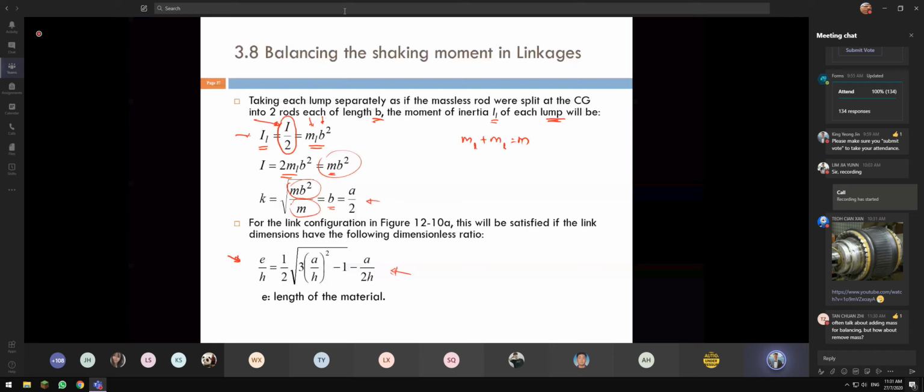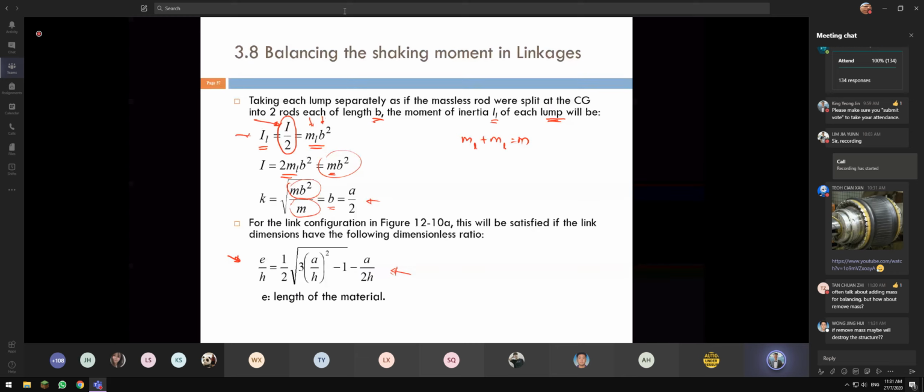When you remove mass, you have to confirm where the location is and how much mass you want to remove. But adding mass is a lot easier in practice. You can simply add and take out the mass. But removing mass means, for example in the crankshaft, they will drill off the material. So if you drill too much, then there will be a problem. That's why removing mass is also dependent on the design.